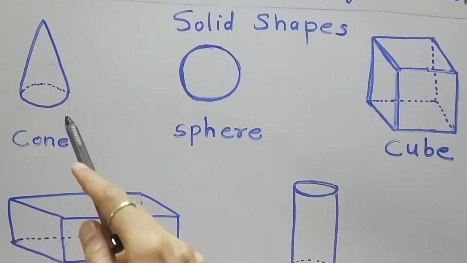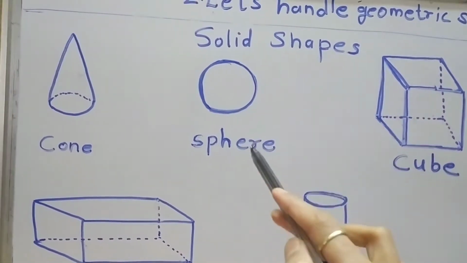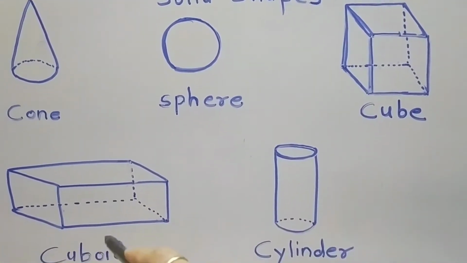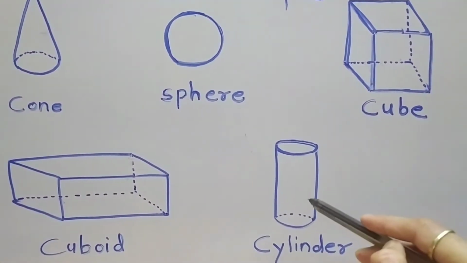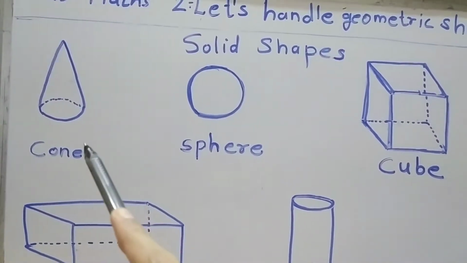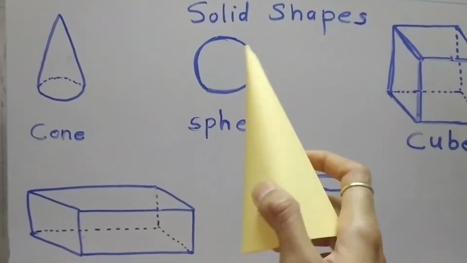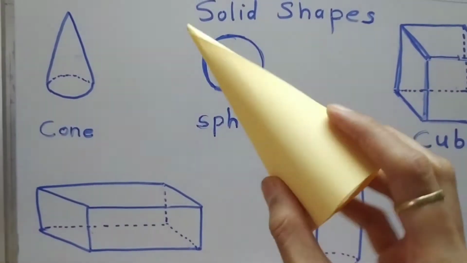So our first solid shape is the cone. Second is the sphere. Third is the cube. Fourth is the cuboid. And fifth is the cylinder. So look at the first shape, that is a cone. Everyone look at this shape. This is the cone shape.